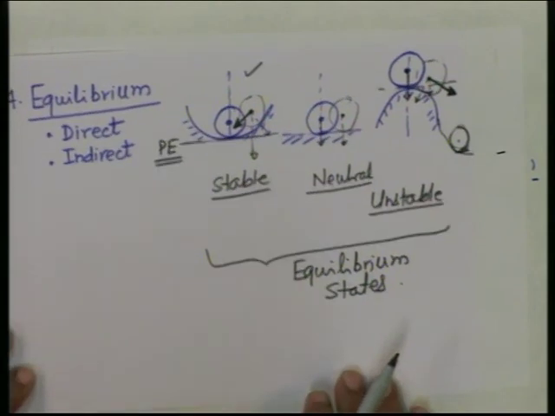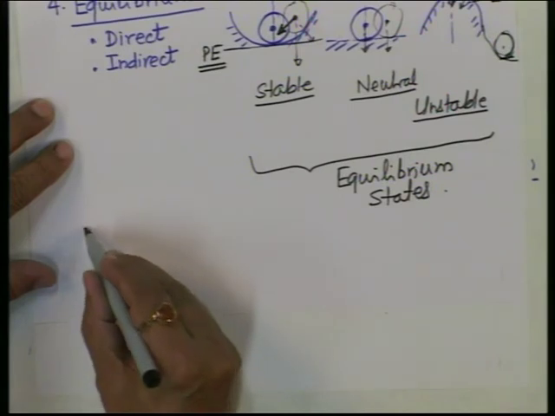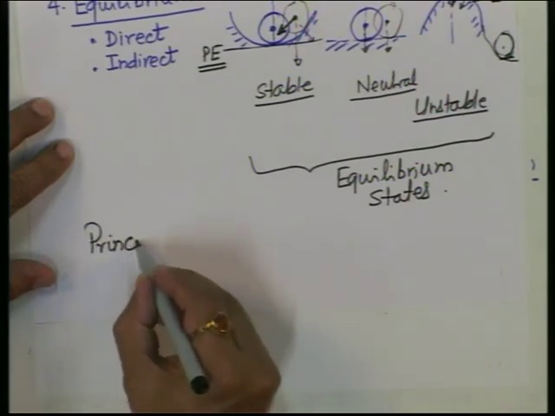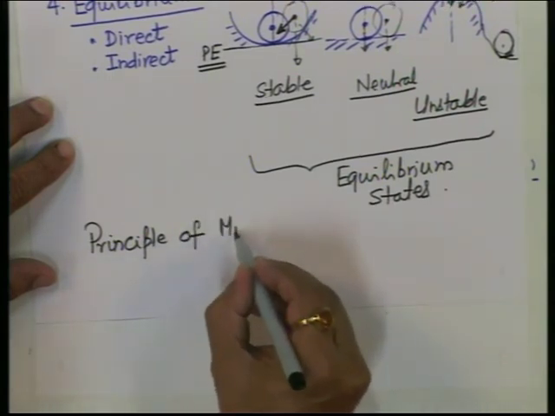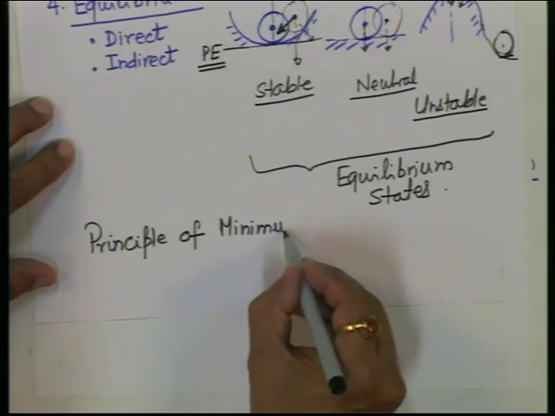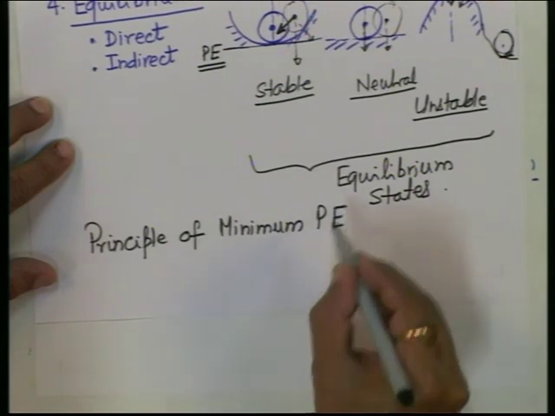So, one of the principles of equilibrium is that a body will be in a state of equilibrium if it has its potential energy minimum. So, it is called the principle of minimum potential energy. So, please read this, minimum potential energy.